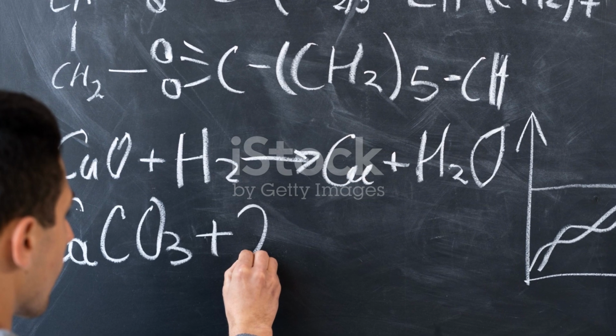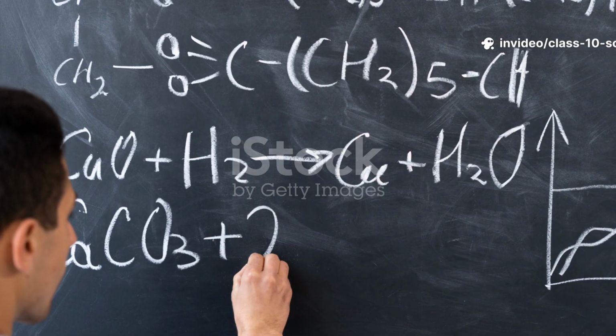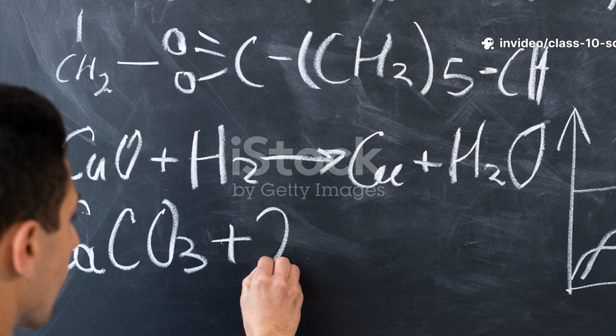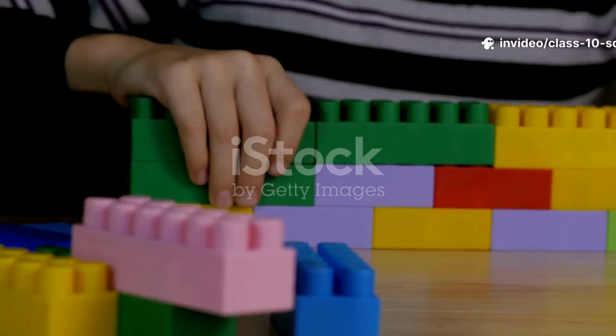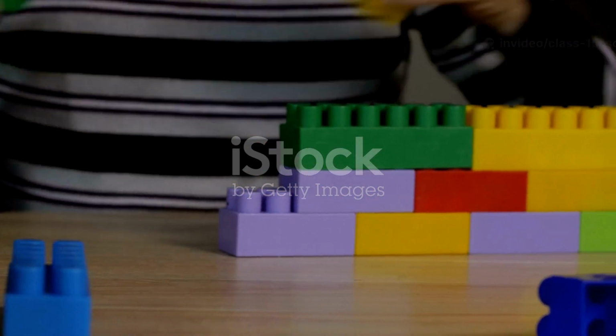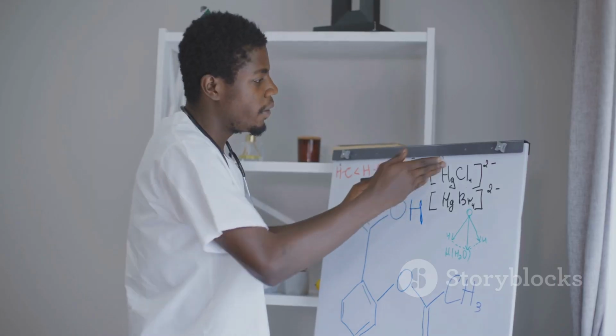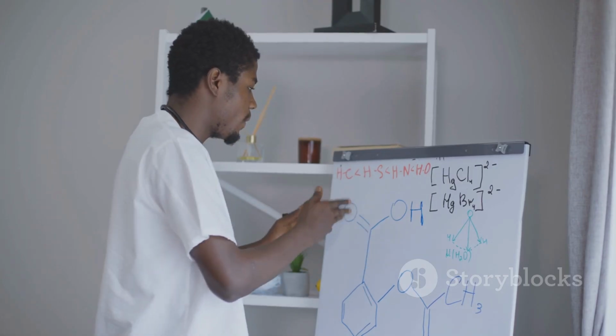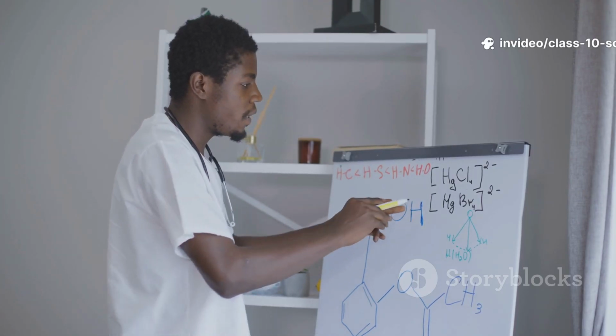Chemical equations must follow the law of conservation of mass. Mass is neither created nor destroyed. Imagine building with Lego bricks. You can rearrange them, but you never gain or lose bricks. In chemistry, the number of atoms for each element must be equal on both sides of the equation.